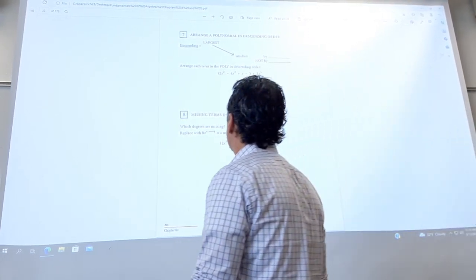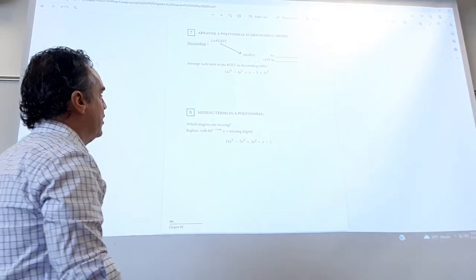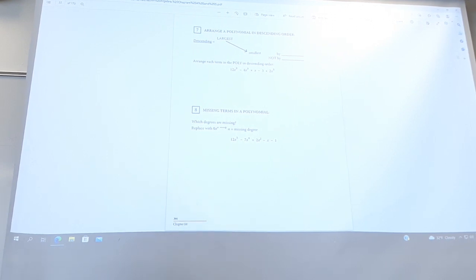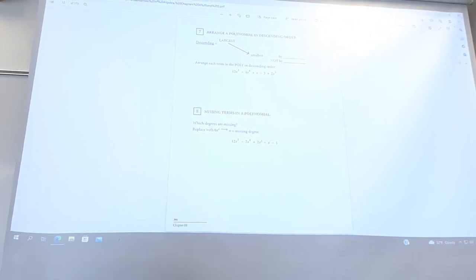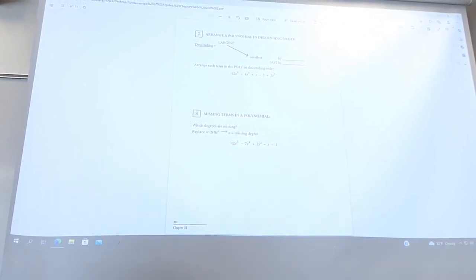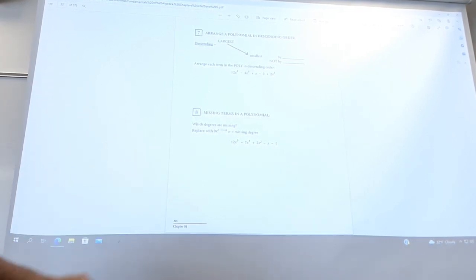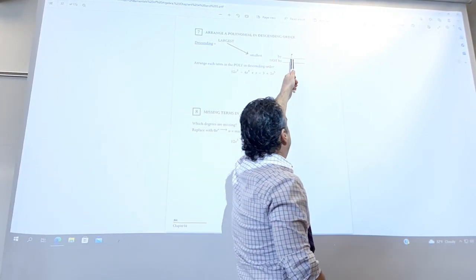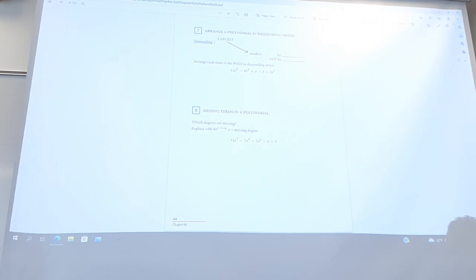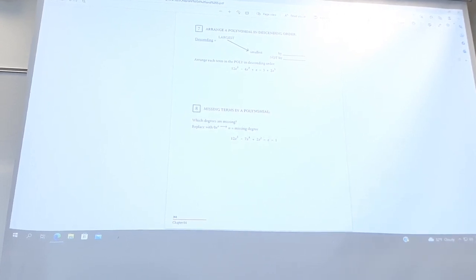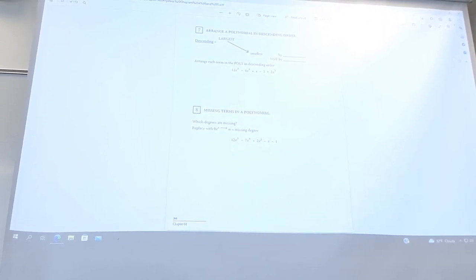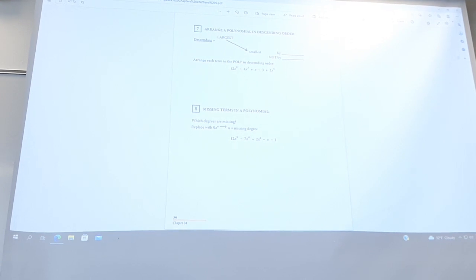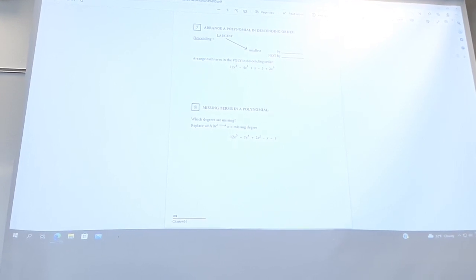Sometimes weird confuses you. Arrange a polynomial in descending order. Oftentimes the answer to a polynomial will be written in descending order. What does descending mean? It means to go from the largest down to the smallest. By what? By degree. So write degree there, not by coefficient. It's by degree, not by the big number, it's by the small number, okay? So descending order is by degree, not by coefficient.